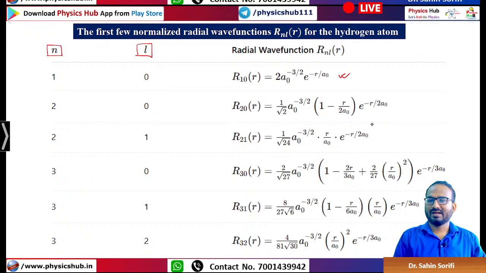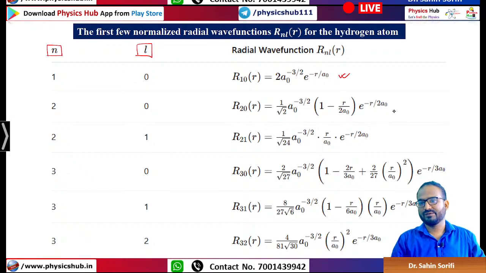You just try to observe the dependency. Here you see minus r by a naught. Here you see minus r by 2 a naught, minus r by 2 a naught. For n equals 3, you see minus r by 3 a naught. So from this you can get a little bit of idea about the value of n and l. When it is a naught, n equals 1. When it is 2 a naught, n equals 2. When it is 3 a naught, n equals 3. You can see here also 3 a naught, here also 3 a naught, and the corresponding value is n equals 3.